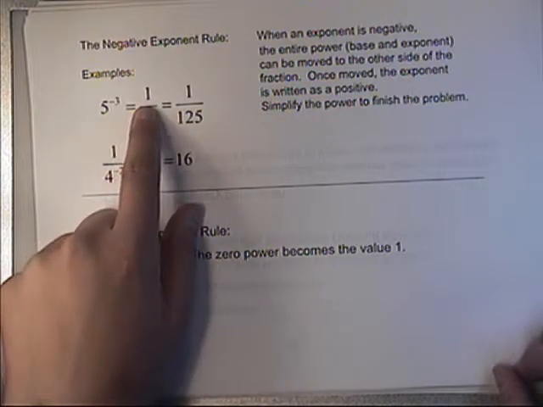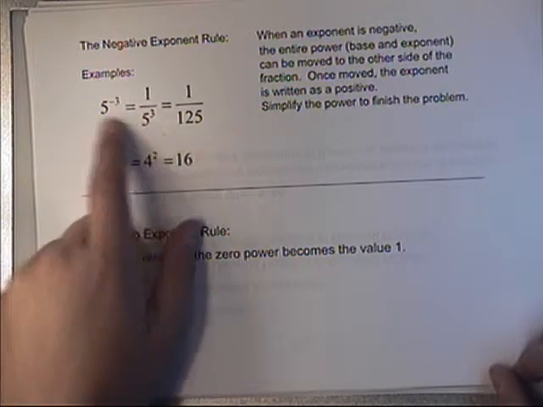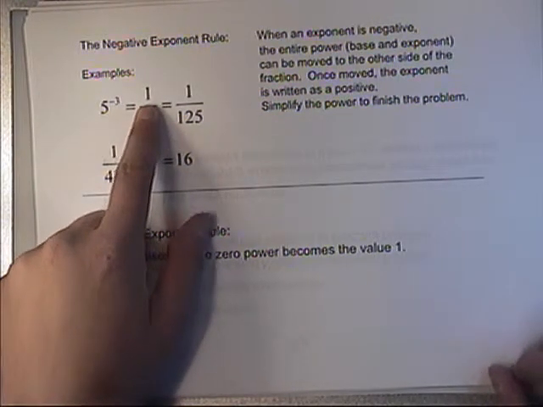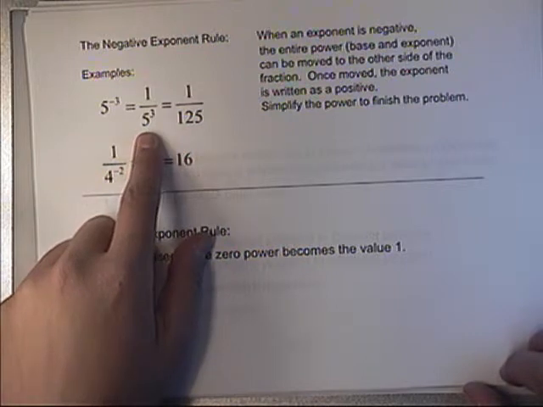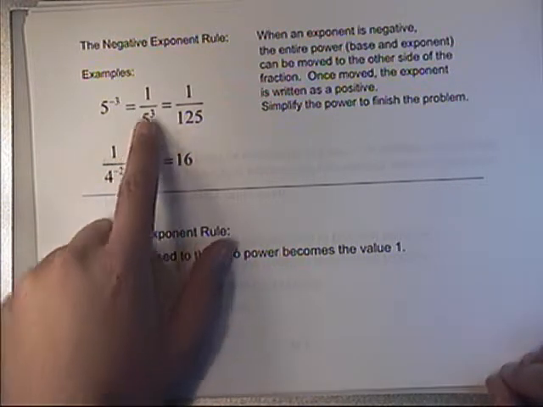Notice that I didn't have a top of the fraction once I move this down here. If ever there's a number that's missing, you can always use a 1. So that's what we have, the 1 at the top.